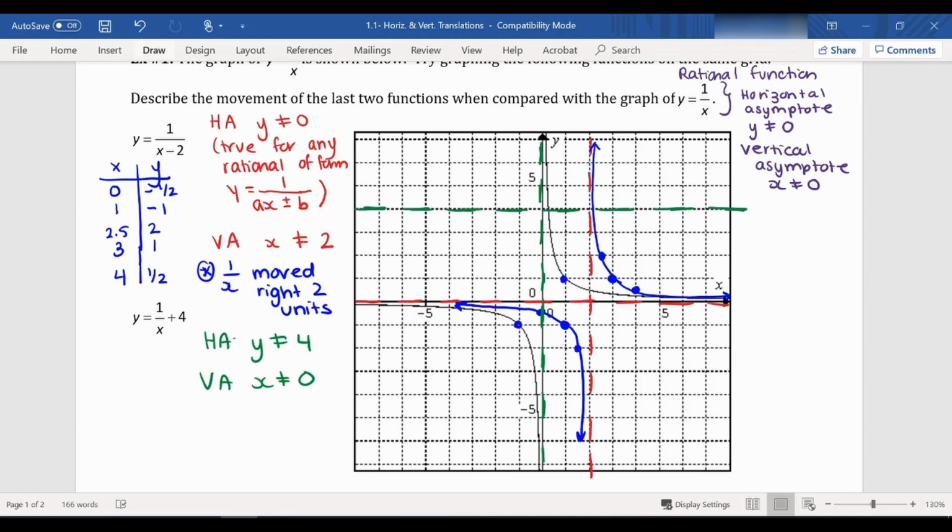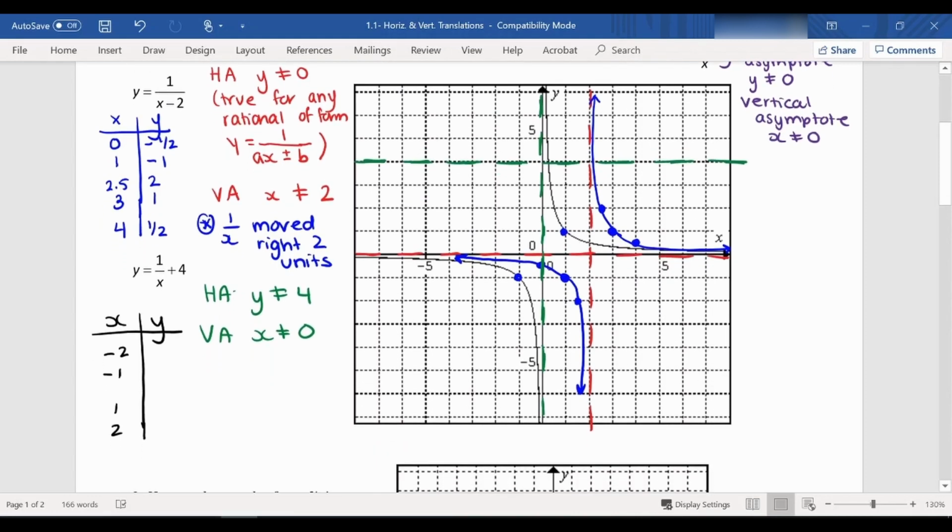Okay. Now again, if you want to make a table of values for yourself so that you can actually plot the curved bits, you may, or you might do that in your head. So we know we can't have an x value of 0, but I could have -1, -2, I could have 1, I could have 2, those are all okay. So if I plug 1 in, I get 1 over 1 plus 4, which is 1 plus 4, which would give me 5. So I'm going to have a point over at 1, 5, which would go up here.